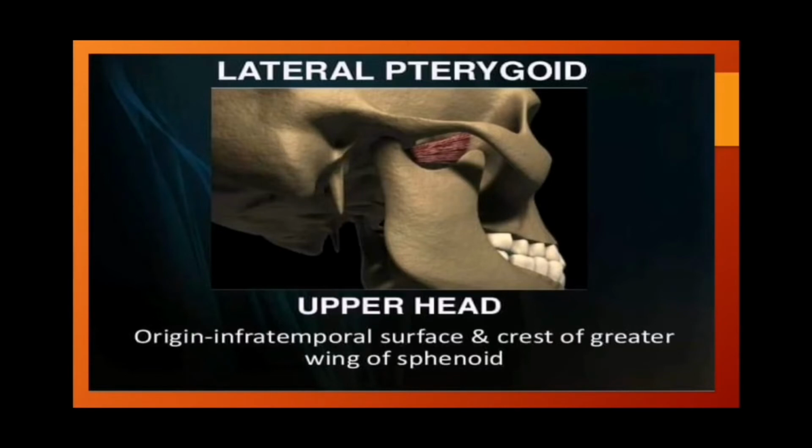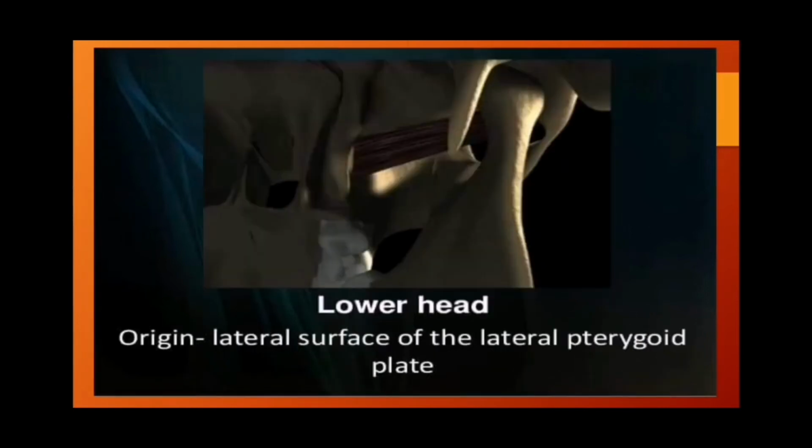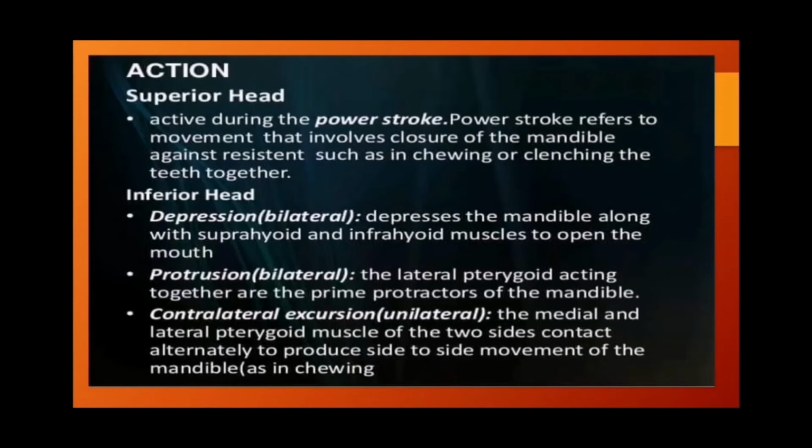First of all, we will discuss the lateral pterygoid muscle. The upper head originates from the infratemporal surface and crest of the greater wing of sphenoid, and the lower head originates from the lateral surface of the lateral pterygoid plate. Action of the lateral pterygoid muscle. Superior head is active during the power stroke. Power stroke refers to the movement that involves closure of the mandible against resistance, such as chewing and clenching of the teeth together. Inferior heads work in depression, protrusion, and contralateral excursion.